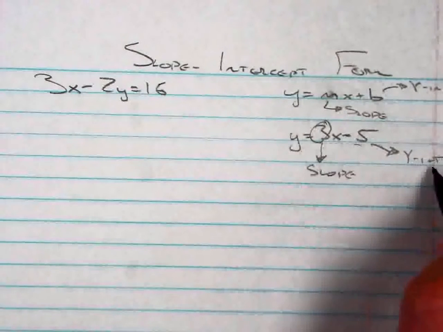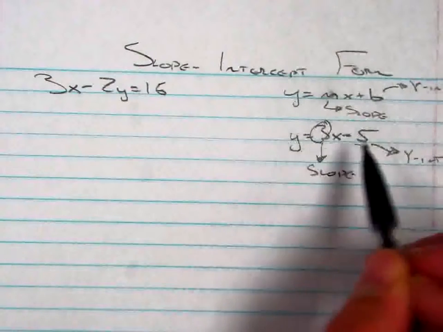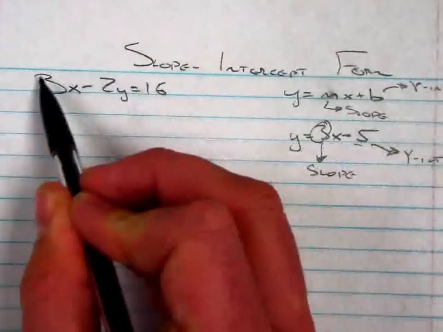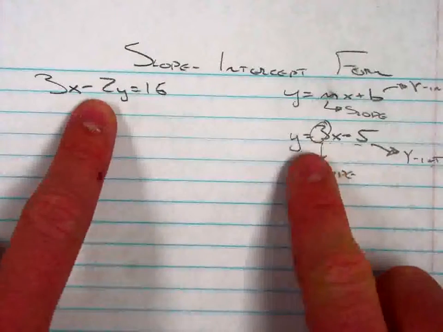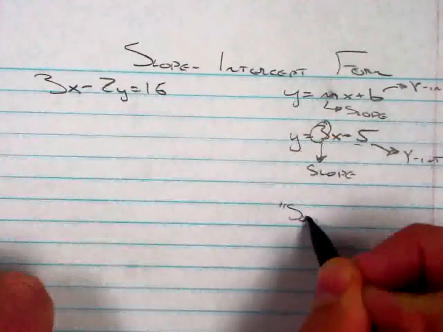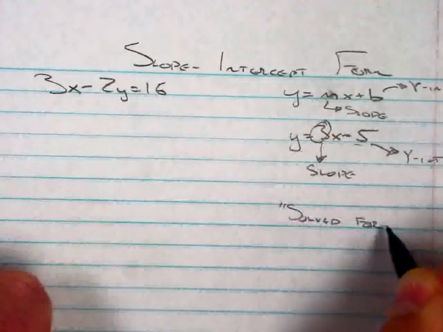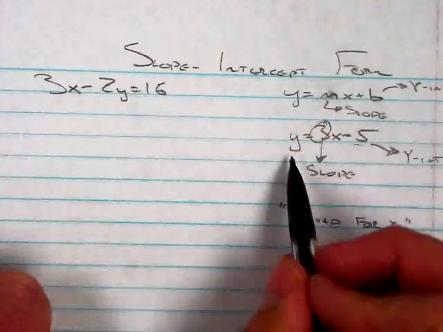Now, the problem is, not all linear equations take this form. Some of them will be given to you like this, and this is what we call standard form. And what you'll notice, a big difference between standard form and slope-intercept form, is that slope-intercept form is solved for y. In other words, it has y by itself, while in standard form it doesn't.